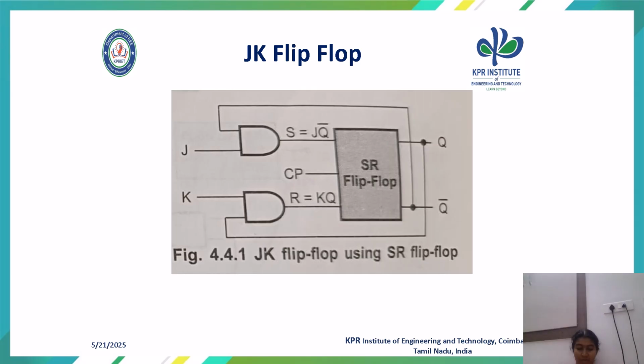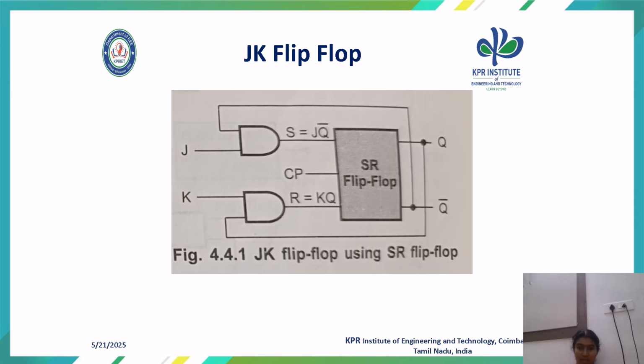Due to the undefined state in the SR flip-flop, another flip-flop is required, that is the JK flip-flop. It is an improvement on the SR flip-flop. S equal to R equal to 1 is not a problem. Here there are two inputs J and K, and two outputs Q and Q bar. Q is the normal output and Q bar is the complementary output. If Q is 0, obviously Q bar is equal to 1. If Q is 1, Q bar is 0.